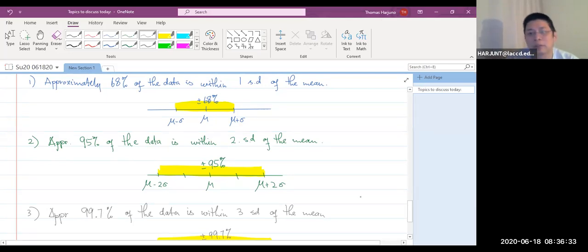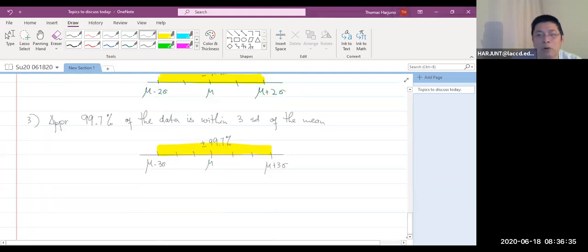Okay, now a more concrete example. For example, the IQ score of adults is bell-shaped distributed.